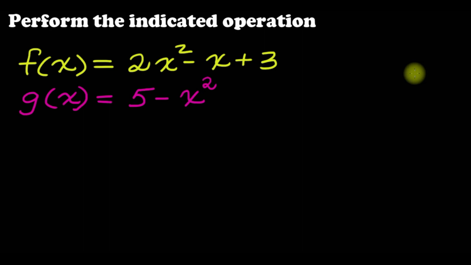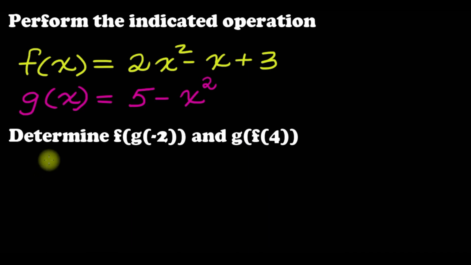Okay, so in this lesson, I'm going to show you how to evaluate composition functions. So here you're given f of x is 2x squared, take away x plus 3. And then g of x is 5 take away x squared. Okay, so here we are going to determine what f of g of negative 2 is, and then g of f of 4 is. So f of g of negative 2.